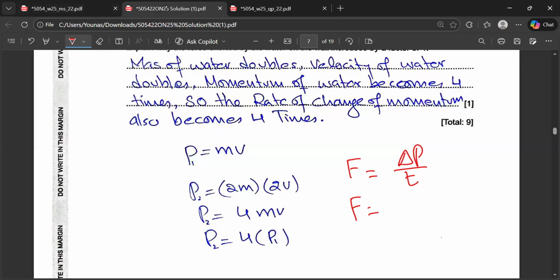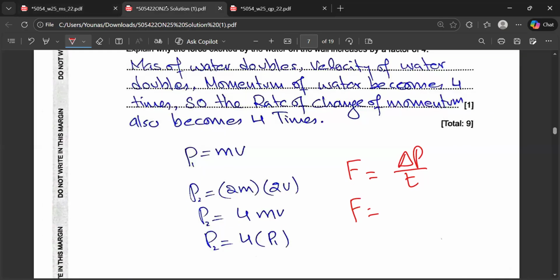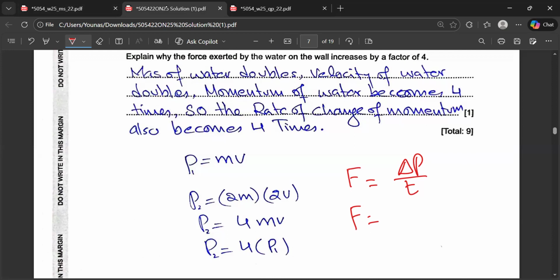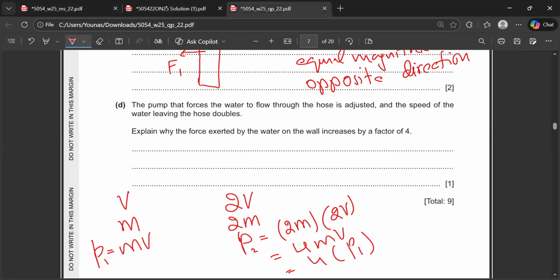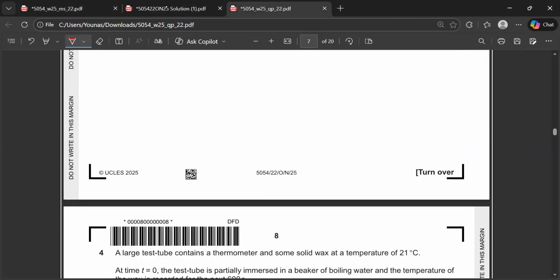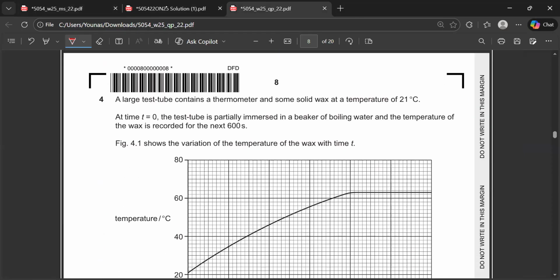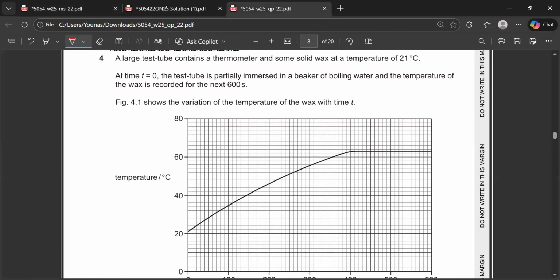A little tricky question. Easy, but it's very tricky. So this 1 mark is difficult to get. Okay. So now we are on the next question. The next question coming up on your screen is question number 4.